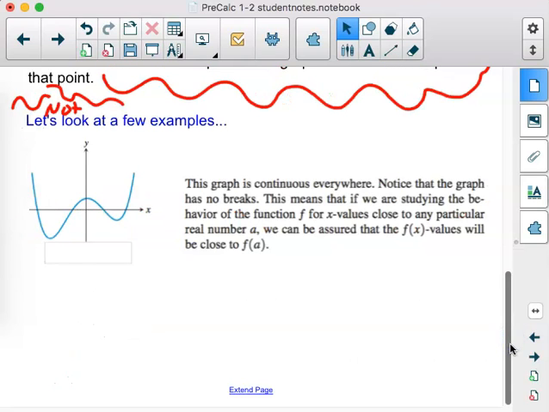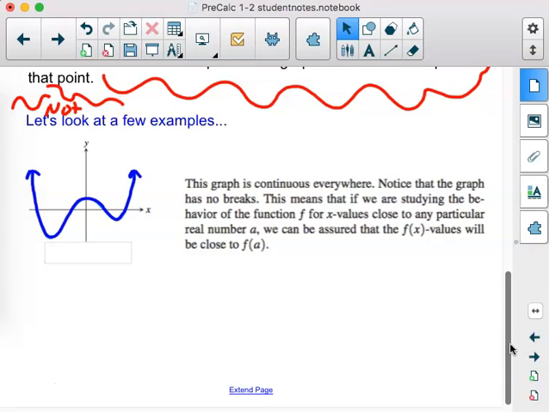So like this says, let's look at a few examples. And again, there's your book, not putting arrows on there. We definitely need those arrows. This graph is continuous everywhere. Well, let's check that out. I'm going to put my marker on here and I'm going to draw it from arrow to arrow, and sure enough, I did not ever have to lift up my marker. Notice that the graph has no breaks in it.